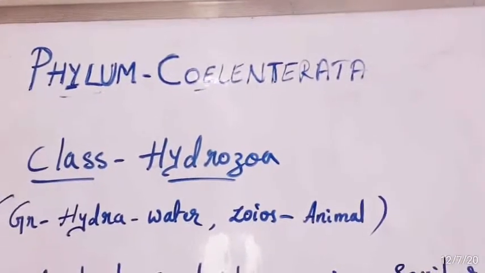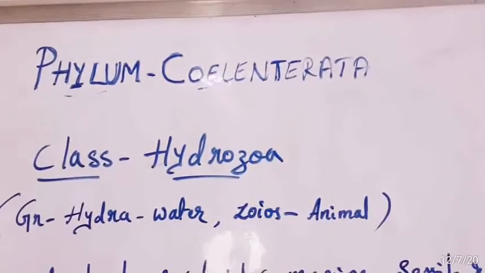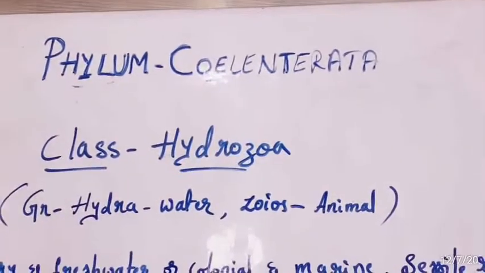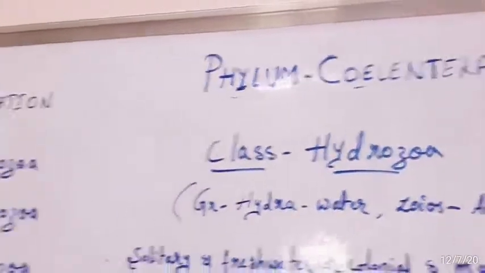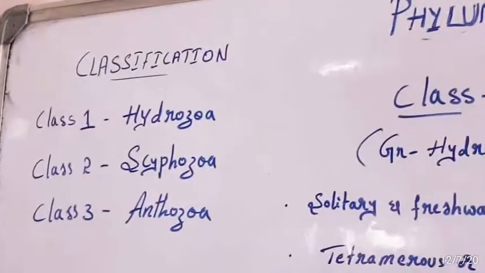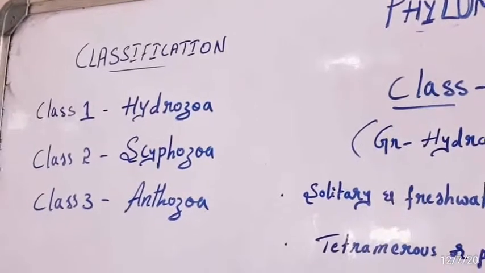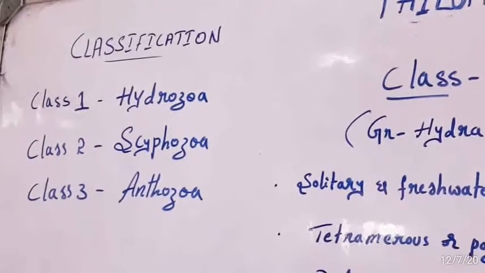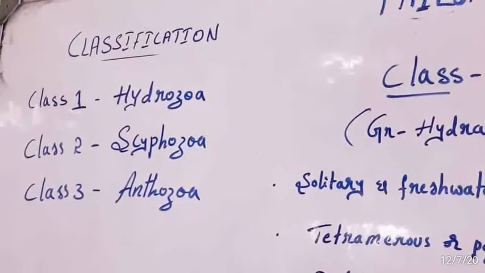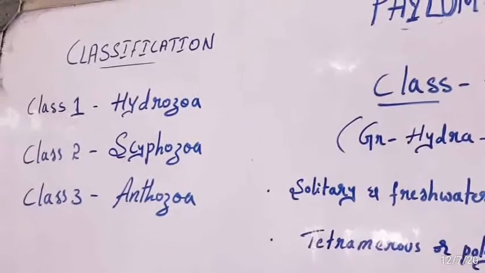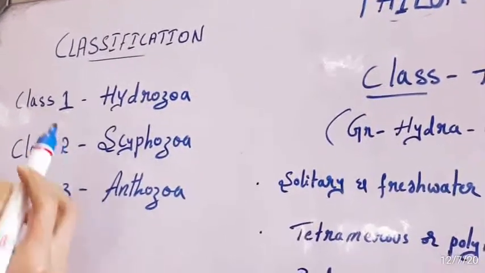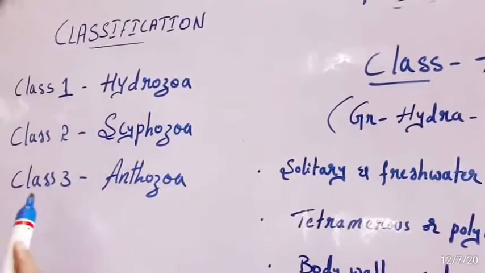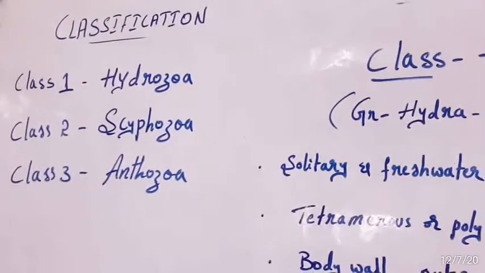Hello everyone. So in the last video you learnt about the general characteristics of phylum Coelenterata. So today in this video you will learn about the classification of phylum Coelenterates. According to Hyman, the phylum Coelenterate has been classified into three classes. Class 1 Hydrozoa, class 2 Scyphozoa, class 3 Anthozoa.